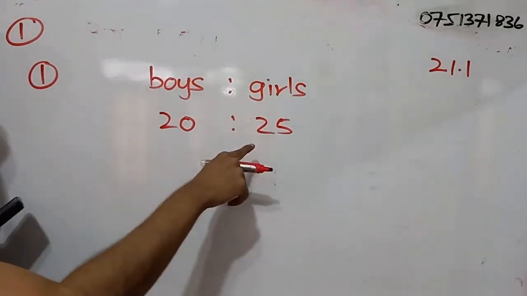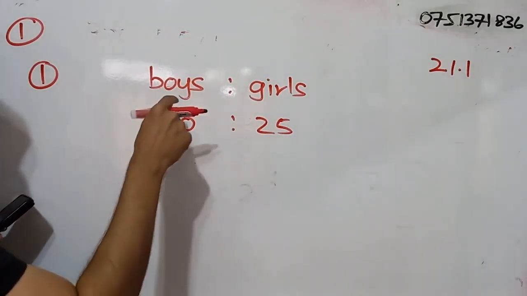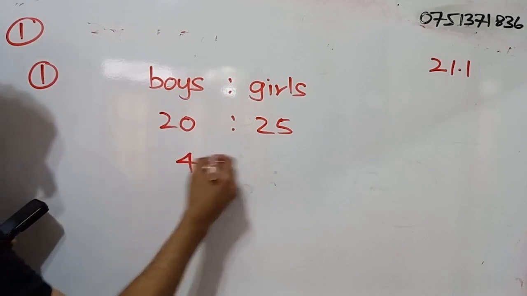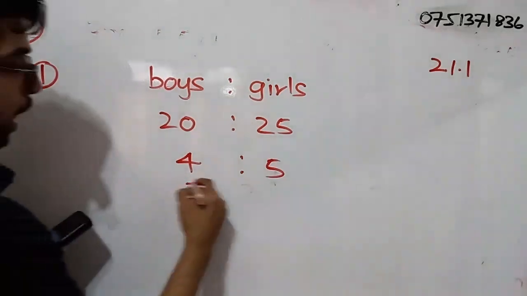So this is a ratio. So we can divide both terms by what? 5. So 20 divided by 5, we get a 4. 25 divided by 5, we get a 5. So this will be the answer.